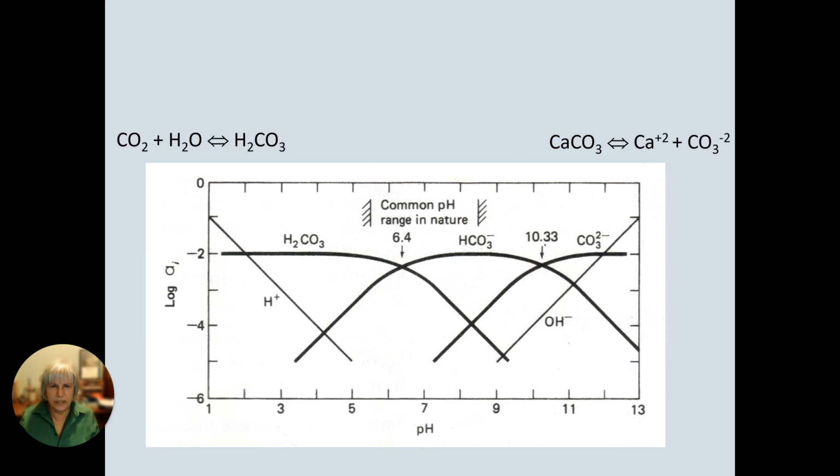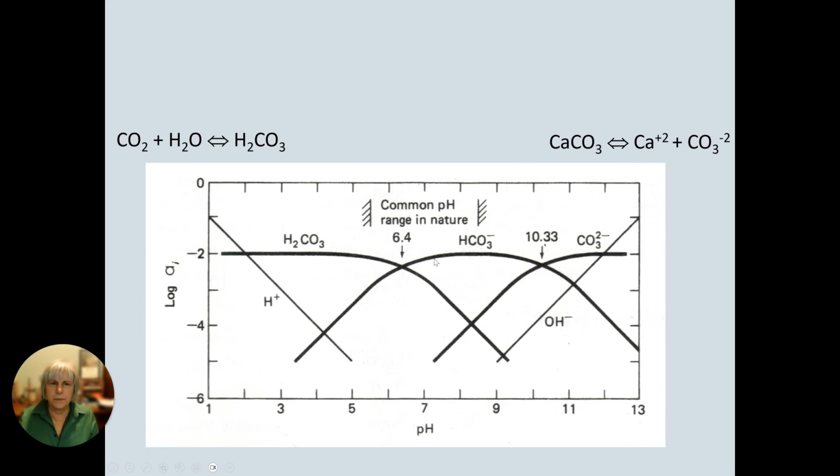which is why the common pH range in nature is in between those. A couple of things to point out here. One, think about this: I've got CO2 feeding in H2CO3. I've got rocks feeding in CO3. The average between those is going to be somewhere in the middle. The dominant species in most waters is going to be HCO3.